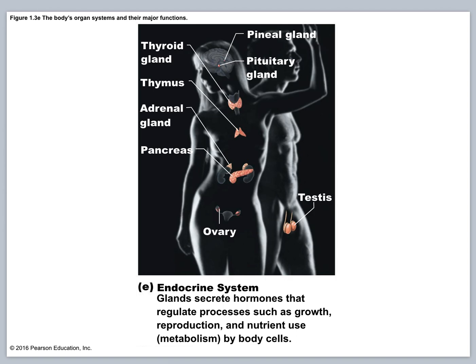Now, starting with the endocrine system, this will be covered in Anatomy Part 2. I'll briefly just mention the organ systems now for completeness' sake. The endocrine system also involves a control system. It's a little slower than the neurological control, but it regulates processes such as growth, reproduction, and nutrient use of the body cells. These are more long-term effects.